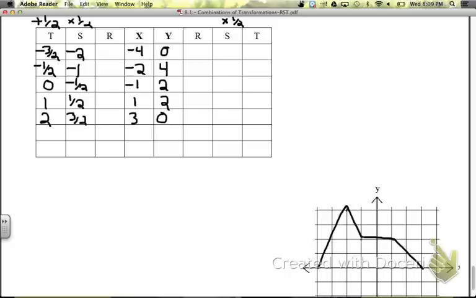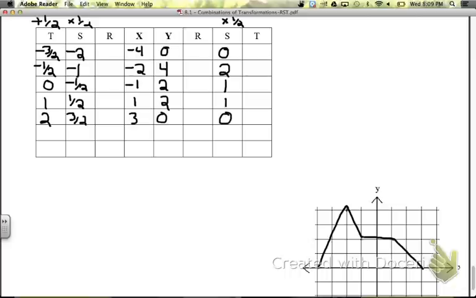Now for our y values, we're going to multiply each y value by a half. So 0 times a half is 0. 4 times a half is 2. 2 times a half is 1. 2 times a half is 1. And 0 times a half is 0.